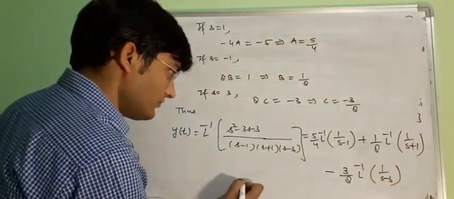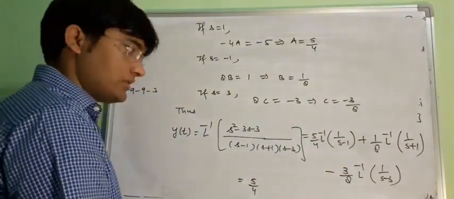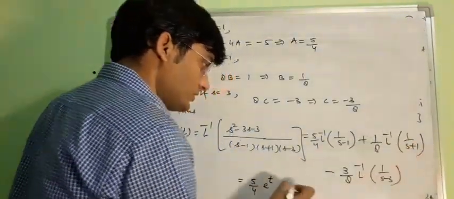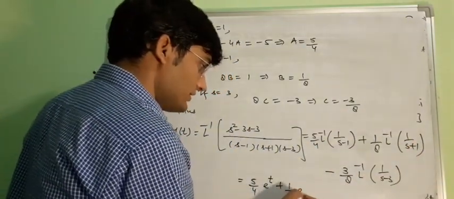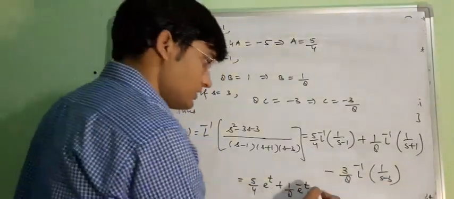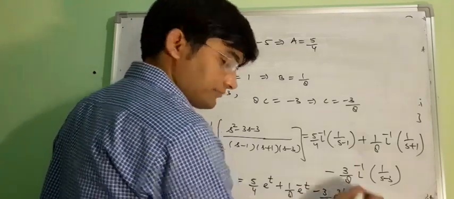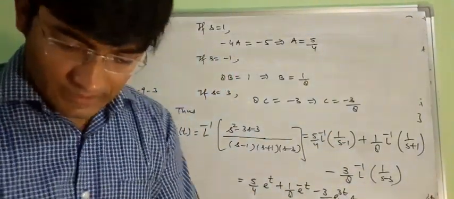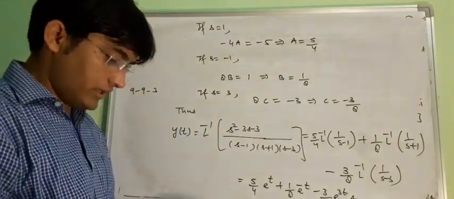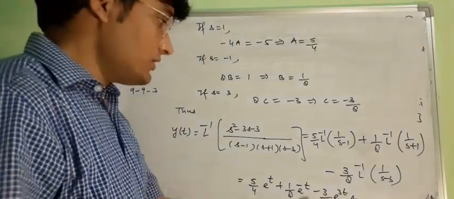So our answer is 5 upon 4. The Laplace inverse of 1 upon s minus 1 is e to power t. The Laplace inverse of 1 upon s plus 1 is e to power minus t. And the Laplace inverse of 1 upon s minus 3 is e to power 3t. So this is your answer. Let me verify it. So we have 5 by 4 e to power t, 1 by 8 e to power minus t, and minus 3 by 8 e to power 3t. So this is your final answer.